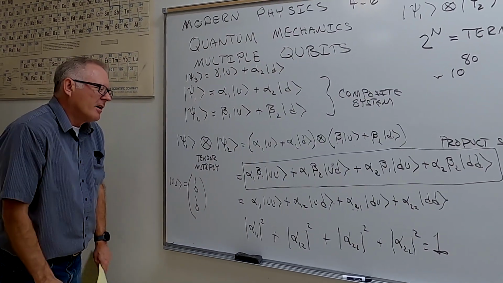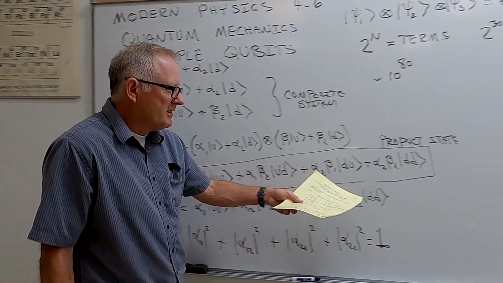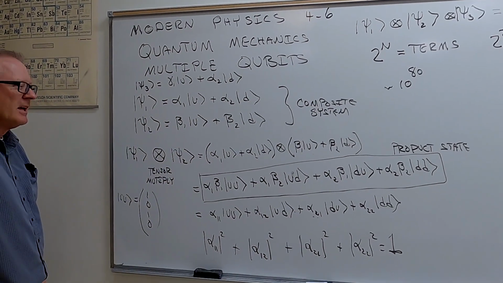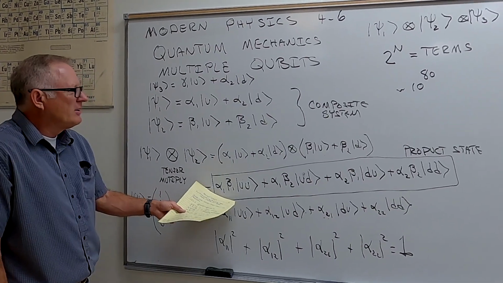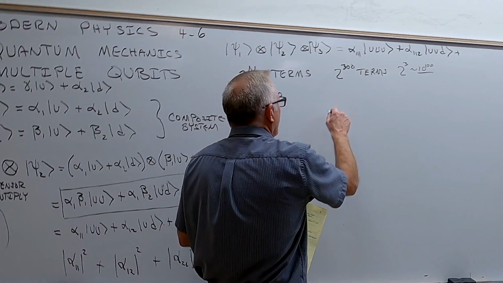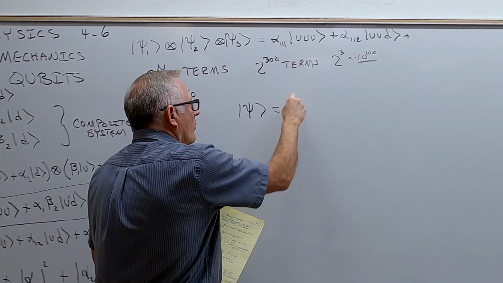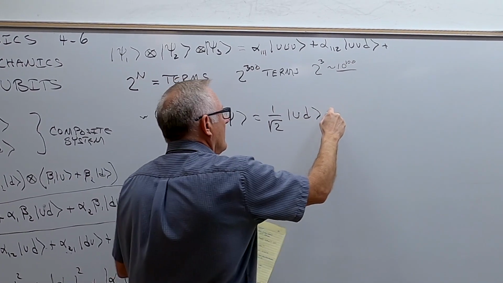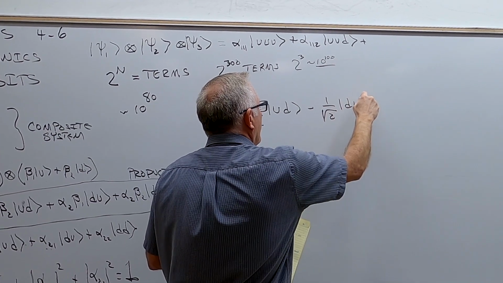But there are some states, two-system states, composite systems, that are not product states. What does that mean? That means you can't factor them. Let me give you one example right here. How about psi equals 1 over the square root of 2 up, down, minus 1 over the square root of 2 down, up.